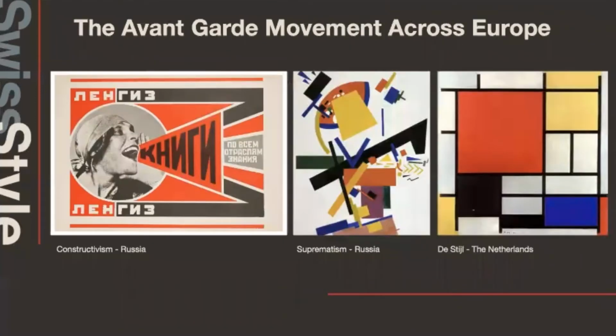In other parts of Europe, avant-garde designers were also protesting nationalistic design as well. Europe was seeing new modernist styles influence graphic design in many countries, including suprematism and constructivism in Russia, and De Stijl in the Netherlands. These avant-garde movements would also heavily influence the upcoming Swiss style as well.